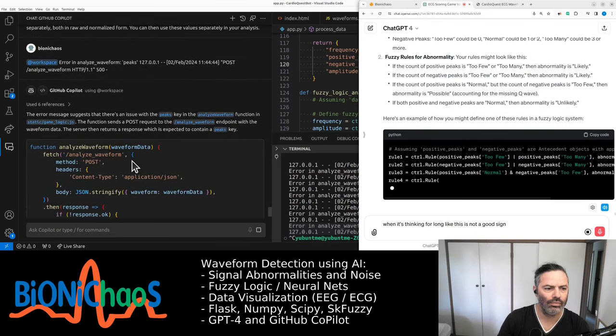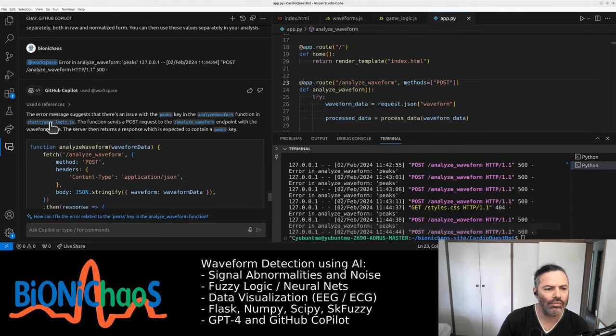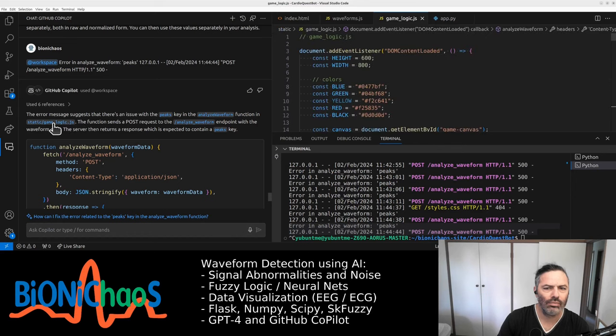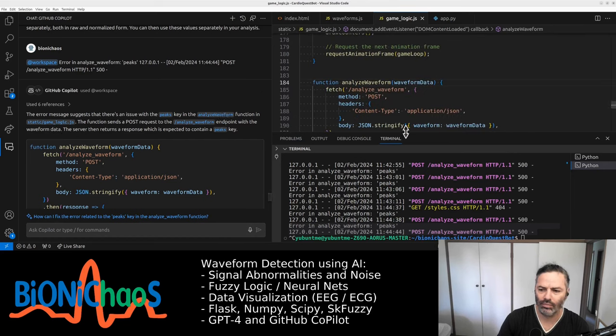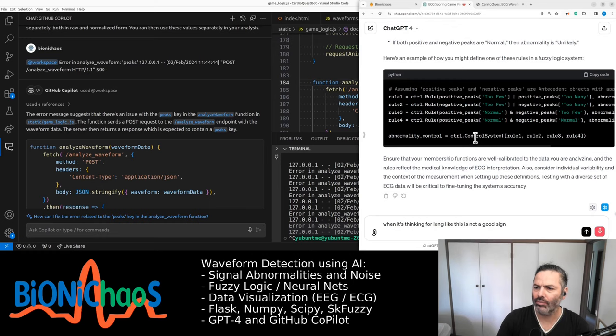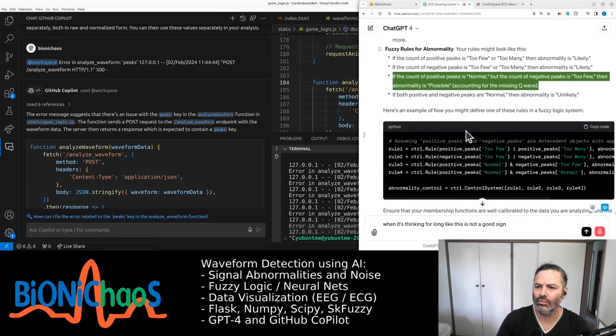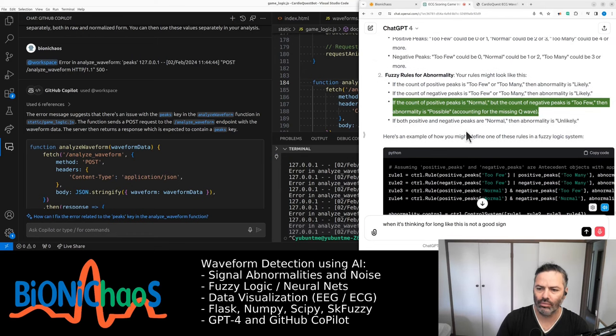To adjust the fuzzy logic to account for the possibility of missing Q waves or other abnormalities, you can set up your membership functions and rules as follows. Membership functions for peaks. You can define membership functions for the count of positive and negative peaks. For example, positive peaks: too few, could be 0 or 1. Normal, could be 2 or 3. Too many, could be 4 or more. If the count of positive peaks is too few or too many, then abnormality is likely. If the count of negative peaks is too few or too many, then abnormality is likely. If the count of positive peaks is normal, but the count of negative peaks is too few, then abnormality is possible, accounting for the missing Q wave.